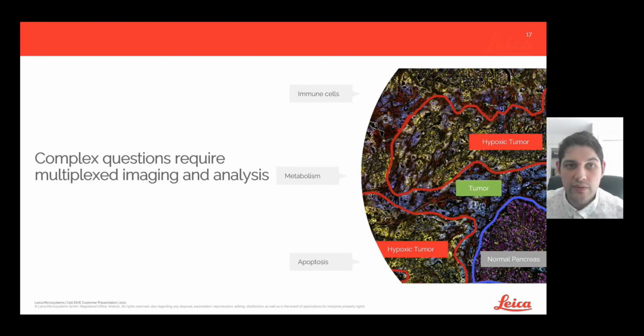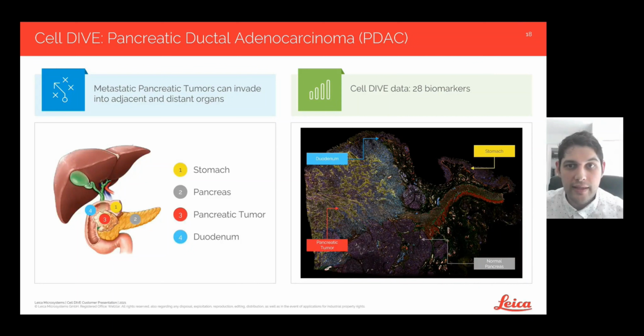So with that, I'd like to shift gears and talk about some scientific data that we've obtained using the Cell DIVE solution on a pancreatic ductal adenocarcinoma. And the punchline I want you to walk away with is when you're dealing with a complex biological reality like cancer, complex questions require something like multiplex imaging and analysis because the scale of the questions that need to be answered is so high. So I'll just move on to the actual data.